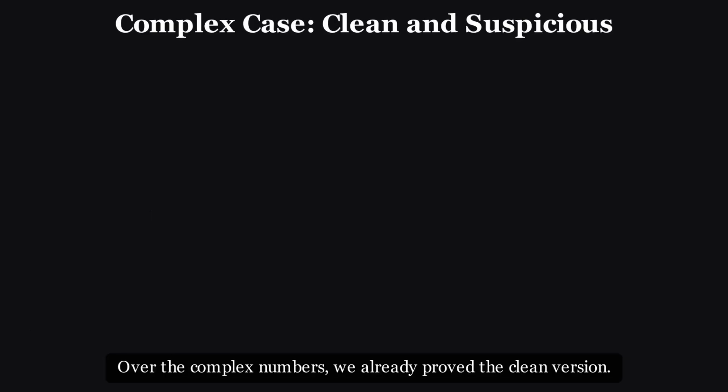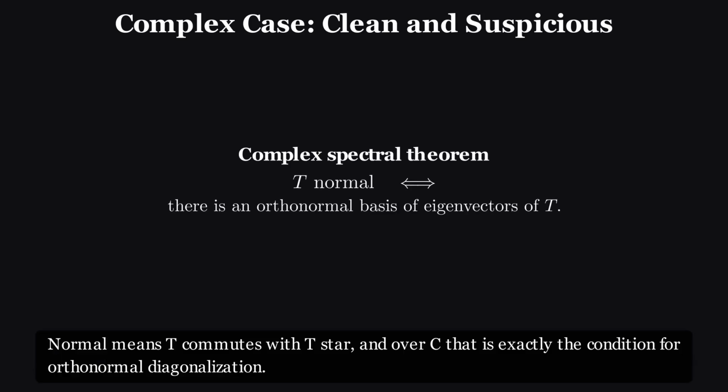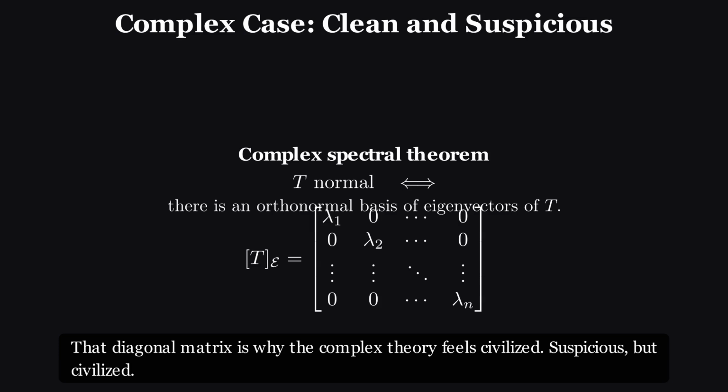Over the complex numbers, we already proved the clean version. Normal means T commutes with T star. And over C, that is exactly the condition for orthonormal diagonalization. That diagonal matrix is why the complex theory feels civilized. Suspicious, but civilized.